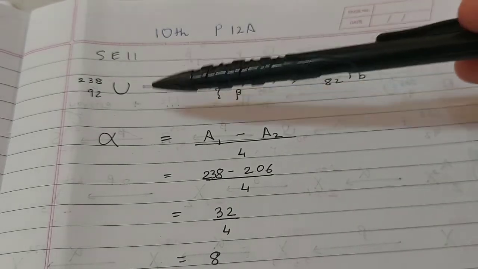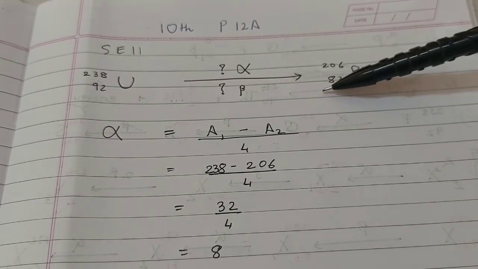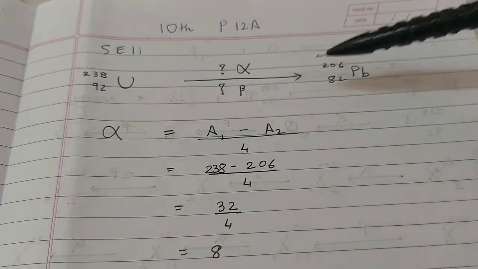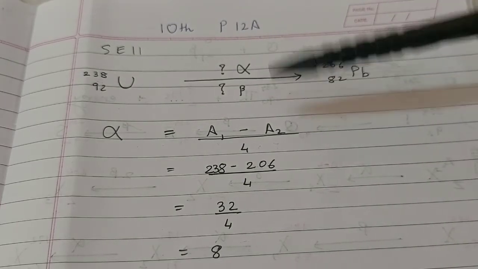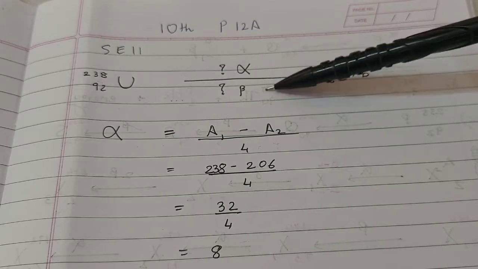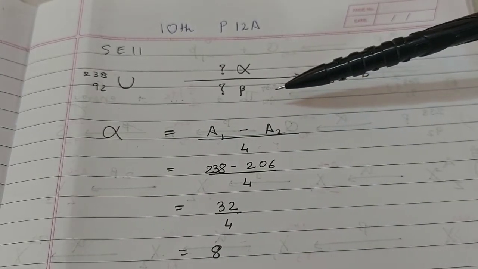So the expected decrease because of alpha particles was 16, but actual decrease is only 10. That means 6 is the increase in atomic number due to beta particles. So 6 beta particles were released.